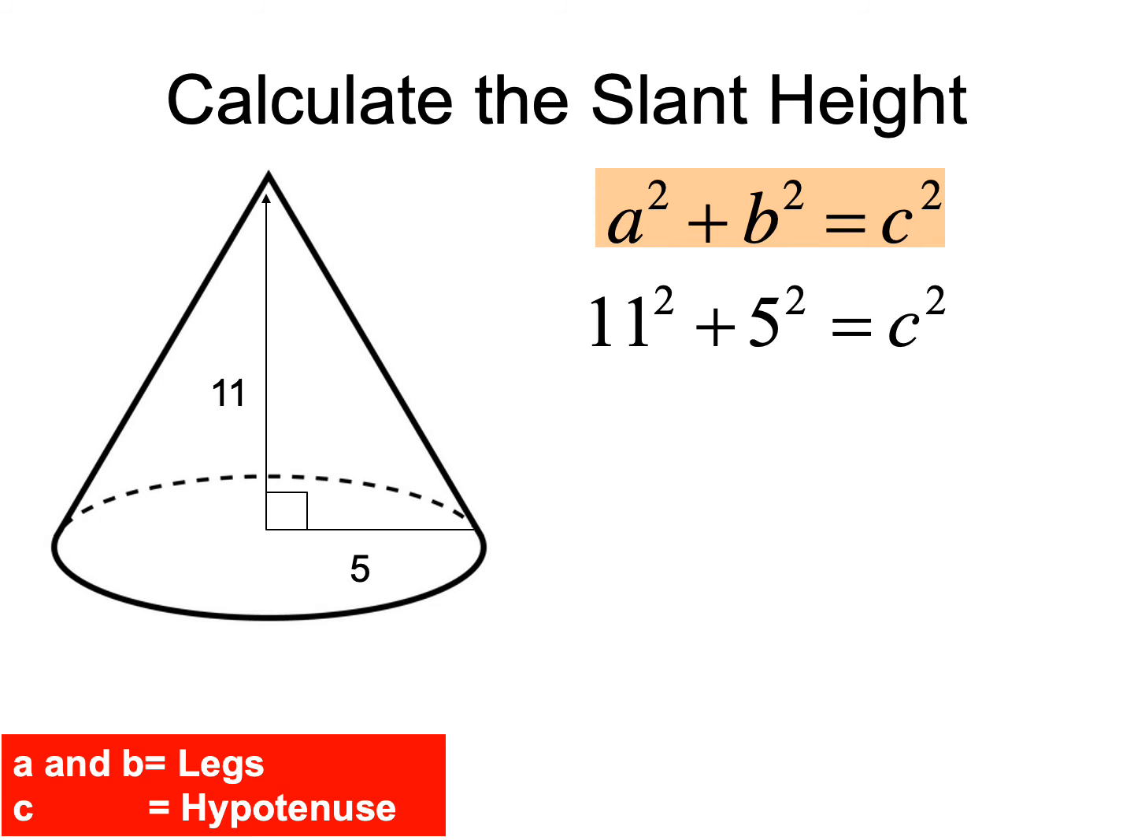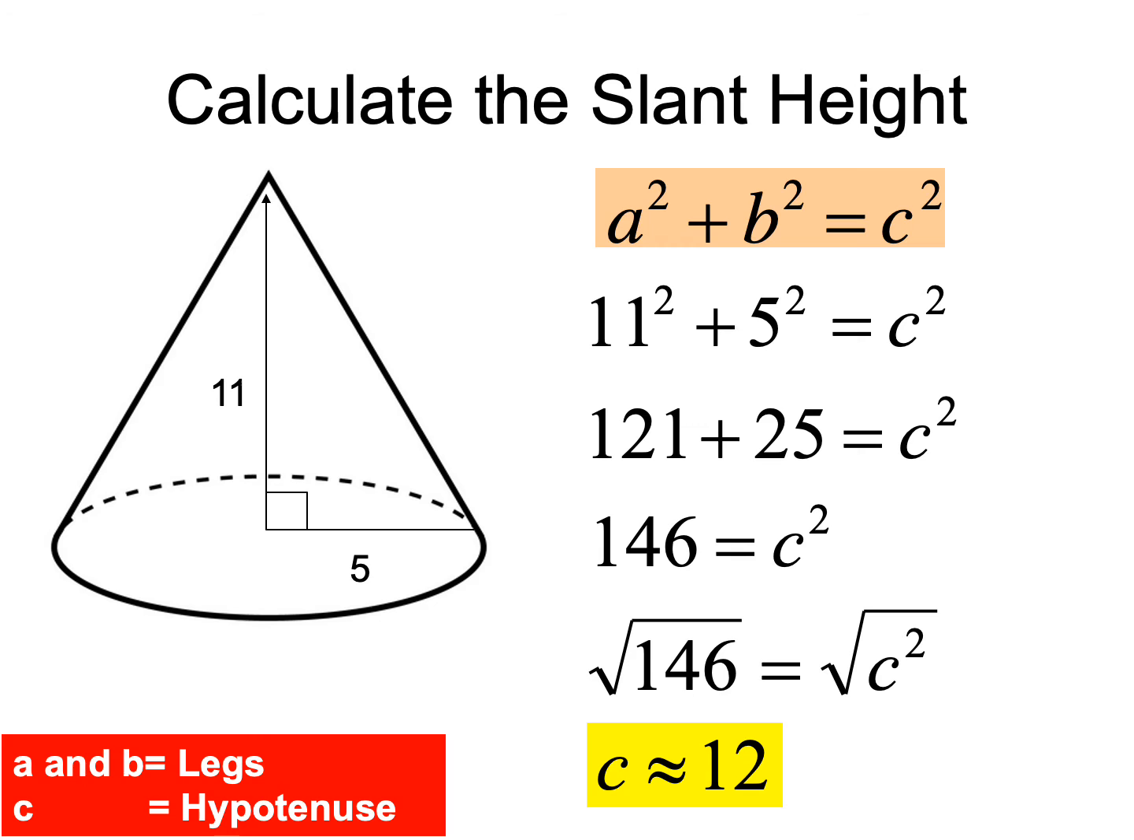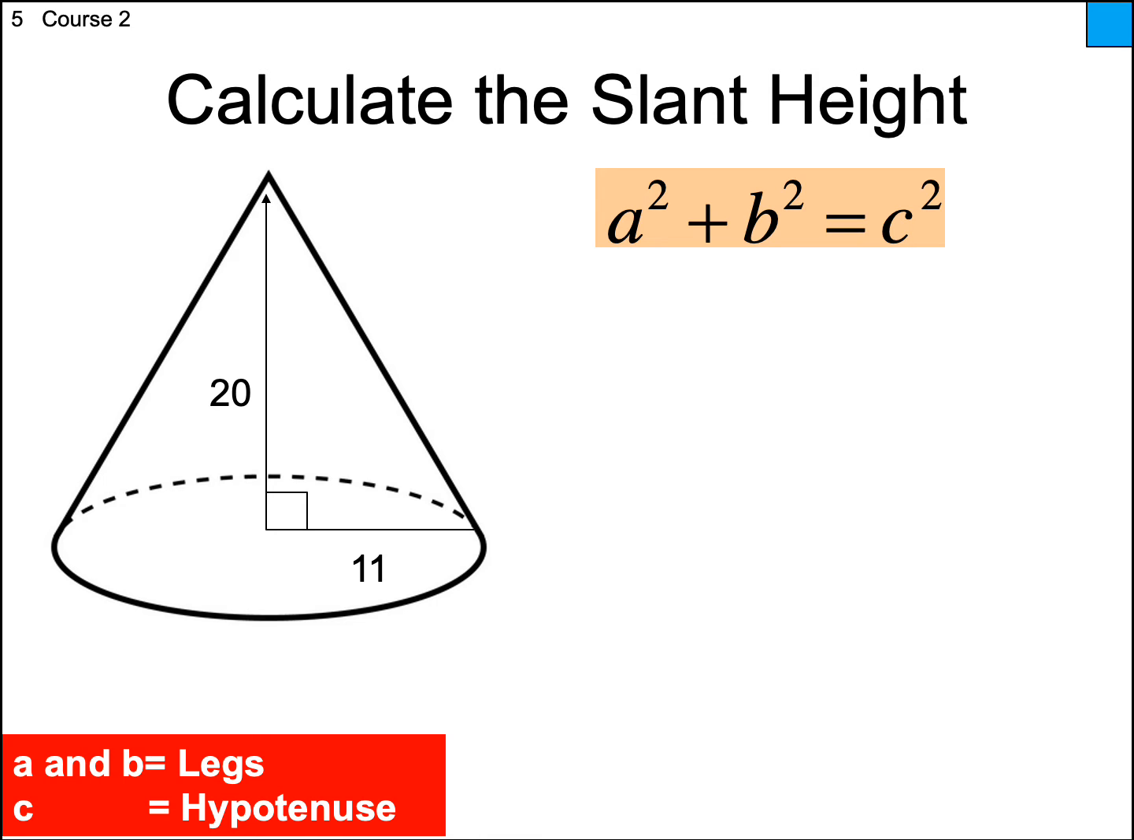So let's see, 11 squared plus 5 squared is equal to c squared, right? Pretty easy to do. Do a little bit of addition there. And the final step is, take the square root of both sides. It will be an approximation here, so therefore we get about 12. Okay, makes sense? All right, let's do one together.